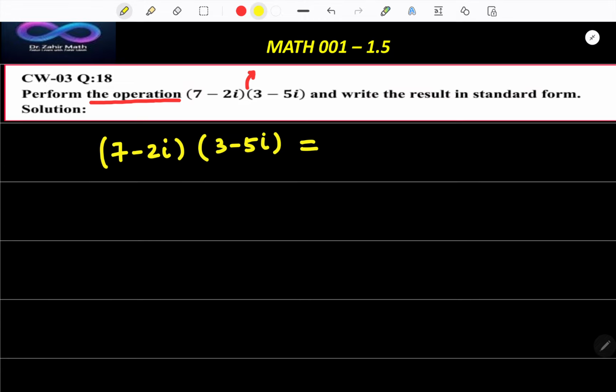Come on, press 7 minus 2i. Where is i? ENG. You have to press ENG. Where is i? E, N, G. Come on, press it. And you will get 11 minus 41i.